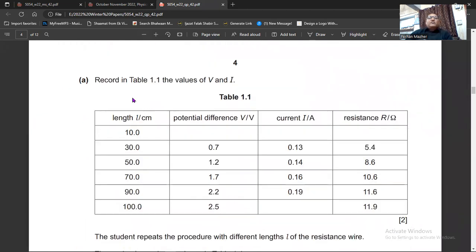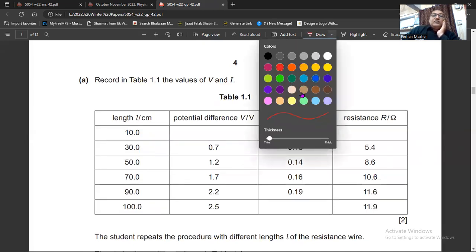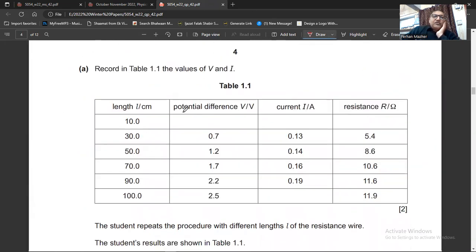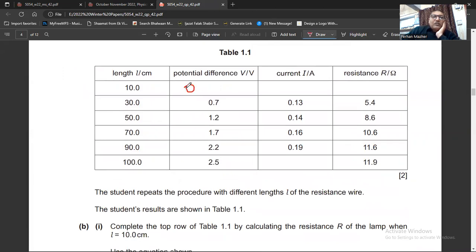He says record in table 1.1 A part the values of V and I. So the value of the voltage, how much was that value? 0.2. The value was 0.2, and this value is 0.09. Then they say, the student repeats the procedure with different lengths L of the resistance wire. The student's results are shown in the table.